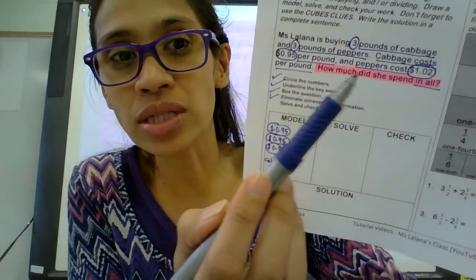The 3 pounds of peppers. And how much is each one? $1.02. So I'll do rectangles for that one. $1.02. $1.02. $1.02. Draw my fancy rectangle as best as I can. And I'll go ahead and label peppers. You can label your work so you know and don't get confused.